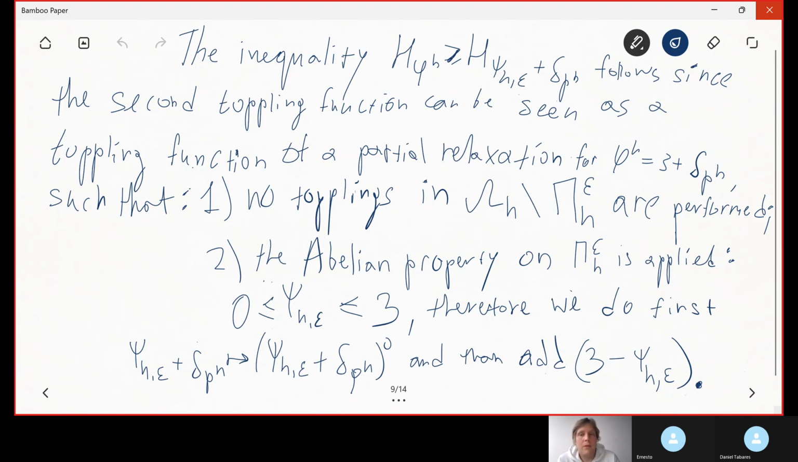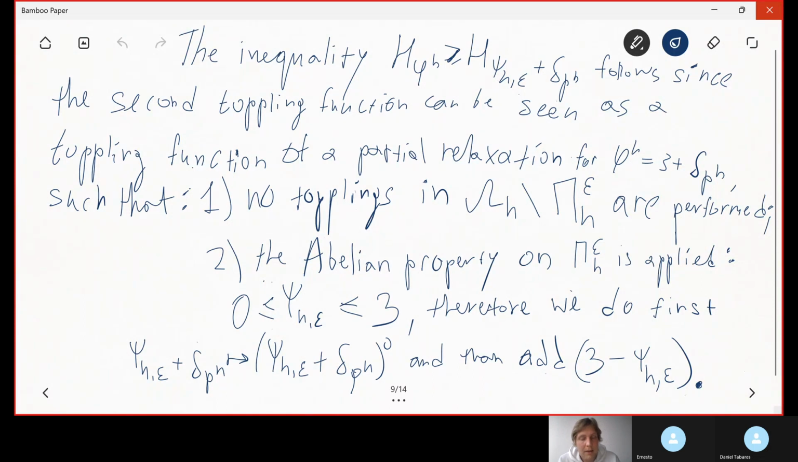So what happens? I want to say that the toppling function of this solitonic state perturbed at one point can be thought of as a partial relaxation for the original state. And there are 2 twists of mindset you need to do to realize this vision. So first, you just imagine that, well, you are working on this smaller domain, but you can think that you are working on the larger domain, but you just never do the topplings outside of this smaller domain. So that's the first twist.